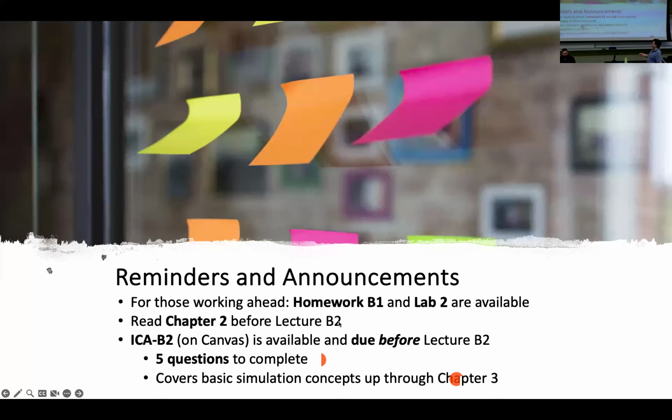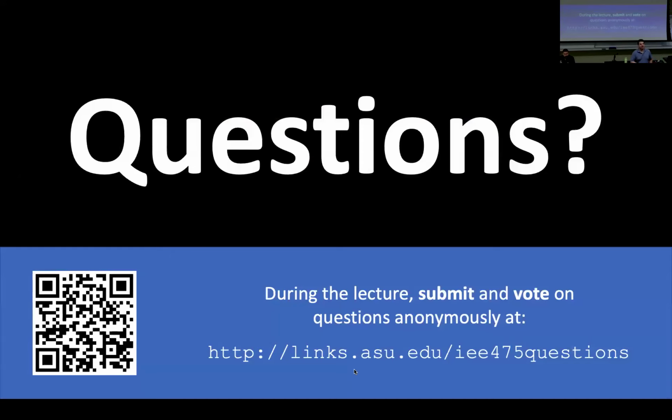Lecture unit B is going to be over chapter 2, so if you're reading ahead in the textbook, it's now a good time to start taking a look at chapter 2. ICA B2 is due before lecture B2, so that's before I think Thursday of next week. It is available. It just has 5 questions, covers some basic simulation concepts up through chapter 3. We've been working through chapters 2 and 3 in the book, so that's kind of what's coming up here. Any questions about any of the assignments so far?